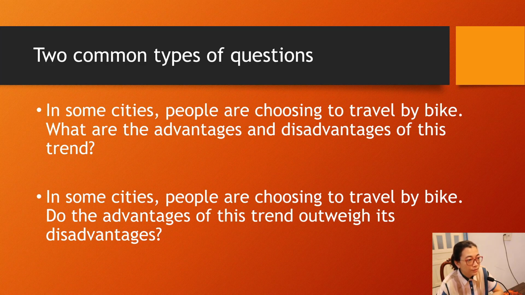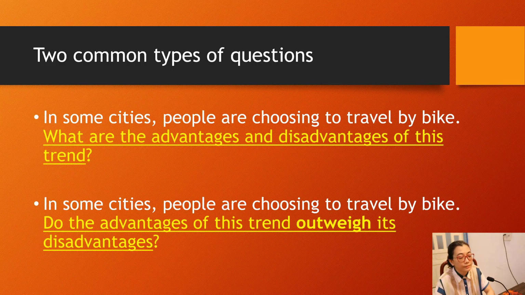For example, you can see in these two questions, the difference is: in some cities, people are choosing to travel by bike. What are the advantages and disadvantages of this trend? In some cities, people are choosing to travel by bike. Do the advantages of this trend outweigh its disadvantages? So can you see the difference? The topics are the same, but the questions are different.